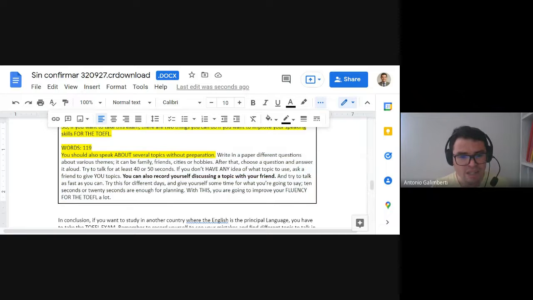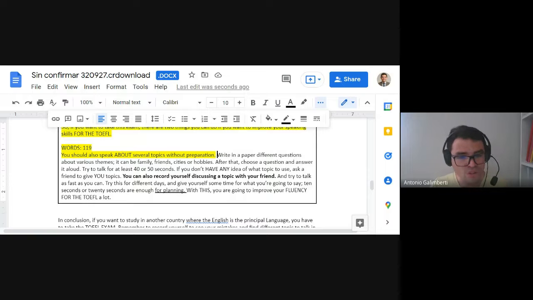However, here I see some preparation. Look, here you're talking about planning. Yes, but you're saying planning for seconds, 20 seconds. That's not a lot of preparation. So, what I believe this student says is that you shouldn't write all your answers or all the things that you're going to talk about, but just organize your ideas for planning. So, I believe that's not that bad.